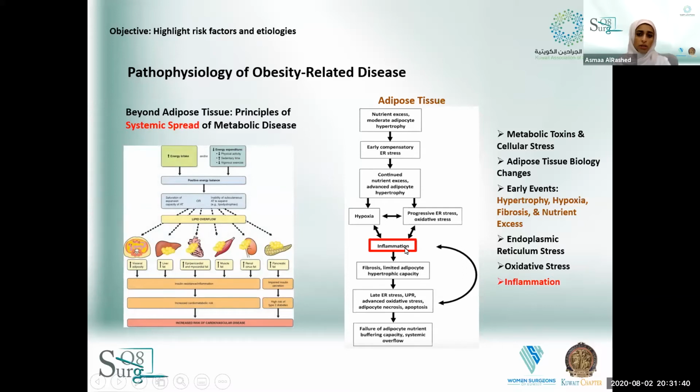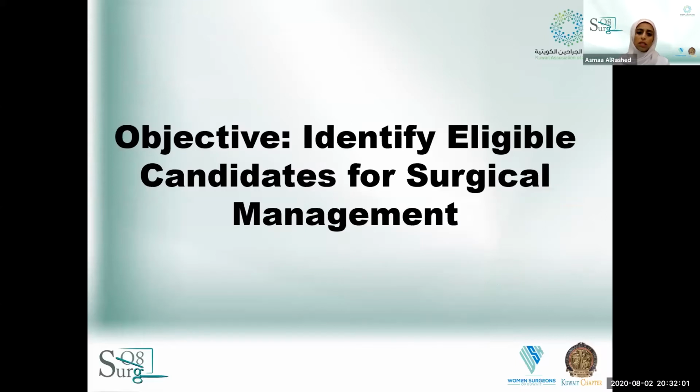That inflammation does not only stay in the fat cell, but actually travels outside and starts to spread to other organs. In this picture, you can see how that can result in affecting all your body organs and resulting in diseases in these organs. So we're going to move on from that and talk about who are the candidates for surgical management.